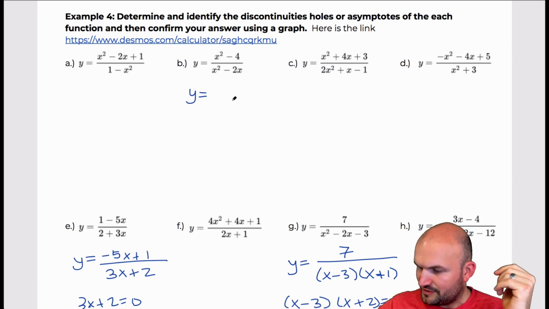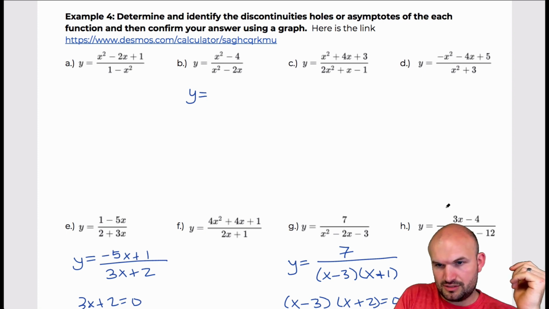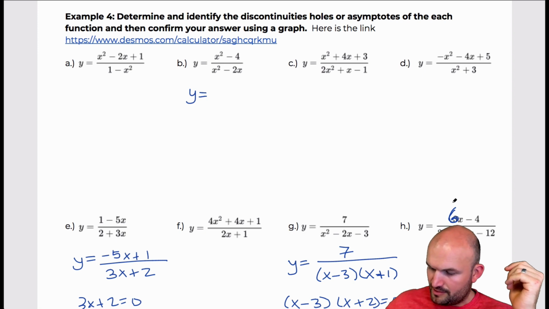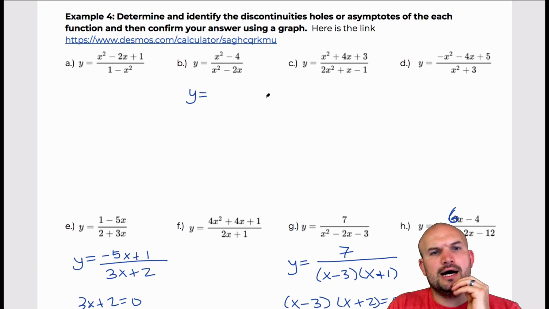So, oh, I did forget to change that. Dang it, I'm going to change this. Sorry. I wrote it in there, but I forgot to make the change. Anyways, that's going to be a 6.